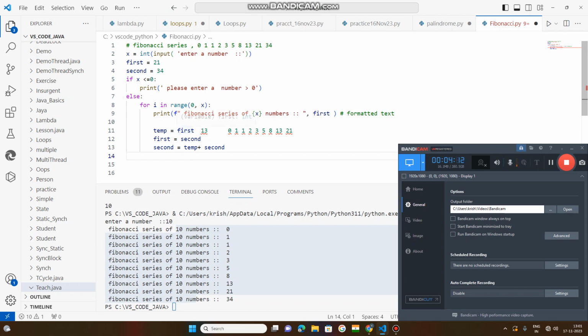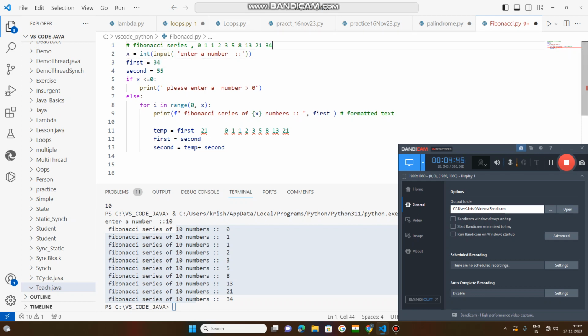Now temp is equal to first, 21 is shifted, this temp becomes 21. Okay, now first is equal to second, so first becomes the second value, second holding 34, it becomes 34. Now second is equal to temp plus second. Temp value is equal to 21 plus second 34. 21 plus 34 is 55. So in this manner, the first value, 34, will be printed.